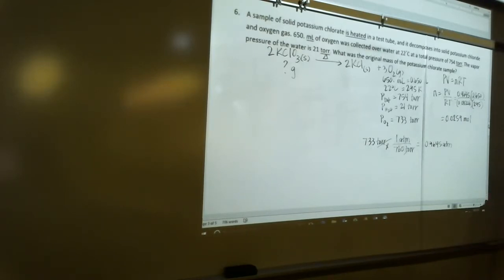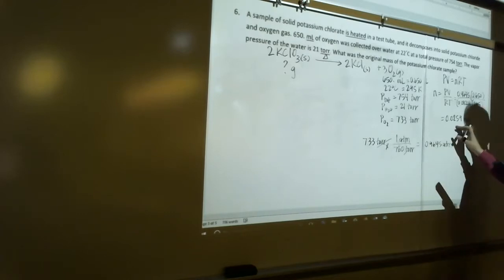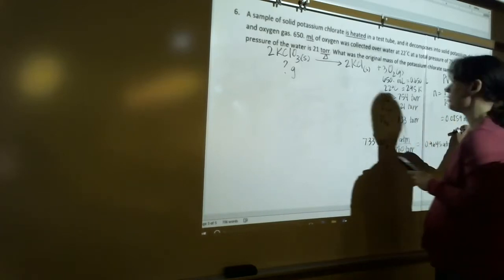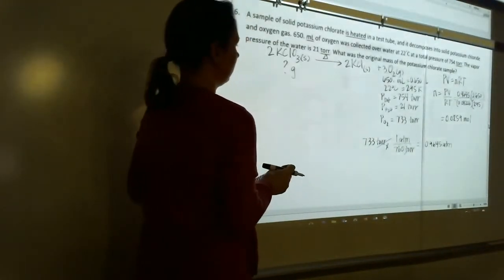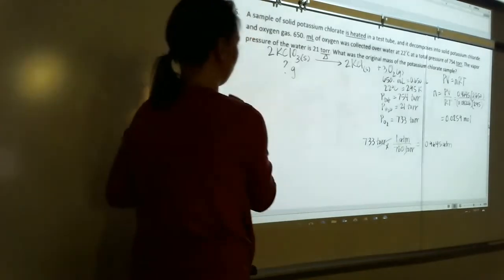Is that a reasonable number of moles? Yeah, that's a reasonable number. If you came out with like 2,000 moles, is that reasonable? No. That's a reasonable number of moles. Now what do I do? Now that I know moles, I have to do what? Oh, you got to do some stoichiometry.